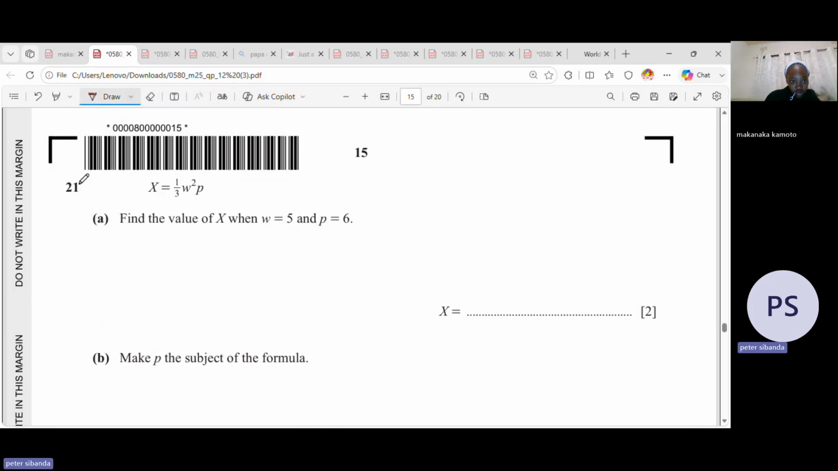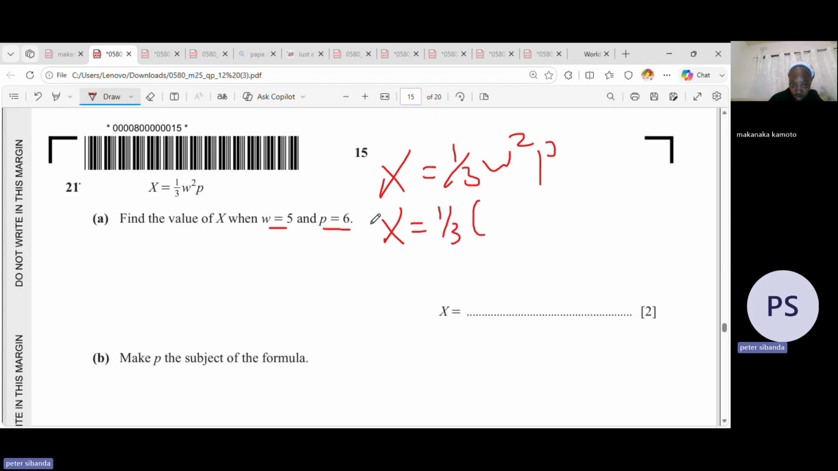Look, we have got x equal to 1/3 w squared times p. The question said find the value of x when w is equal to 5 and p is equal to 6. This is called substitution, really. So we want to find what x is equal to when we substitute w with 5, meaning that where there is a w, let's put a 5 there. Be careful to put these things in brackets so that you're always presenting it correctly. So we put a 5 where there's w, and we'll not forget that there was a squared on w. So we put that squared. And then next is p. We open another bracket and we put a 6.